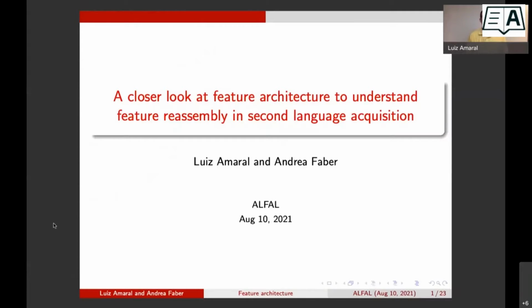Creo que... A ver. Sí, ¿lo ven bien? Y... muy bien, entonces como la presentación va a ser en inglés, paso directamente al inglés.